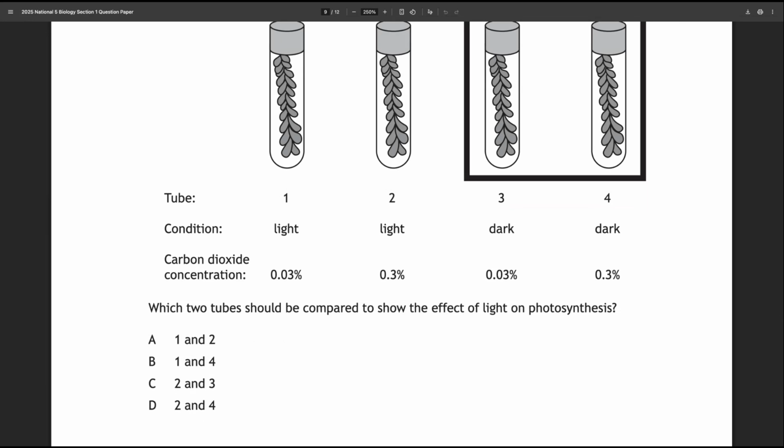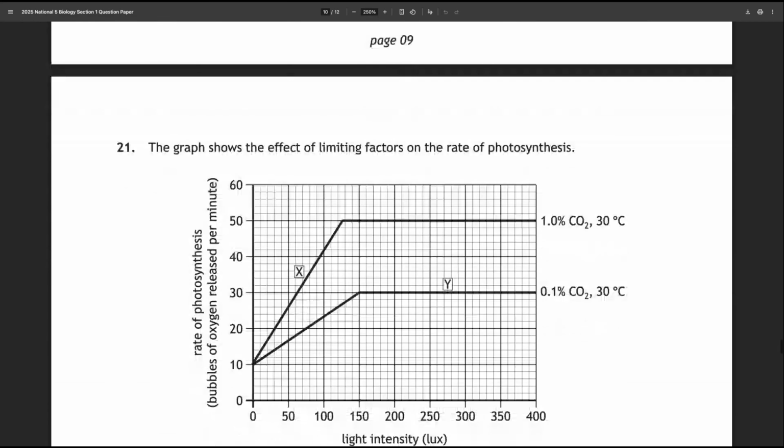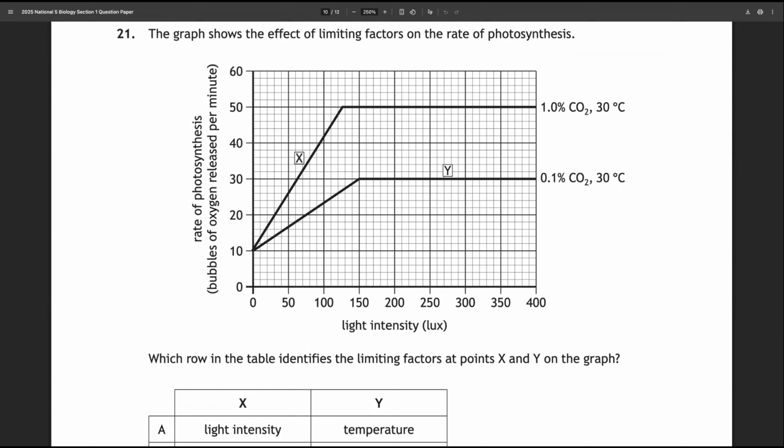Okay, 1 and 2, which is the first option, can't be compared because we are keeping the light the same and the carbon dioxide concentration is different. So therefore that would not be valid. 1 and 4, we've got light and dark, which is good, but we've got 0.03 carbon dioxide concentration with 0.3, so a different carbon dioxide concentration. And then 2 and 3 won't work for the same reason. The carbon dioxide concentration has changed as well as the condition of light or dark. Okay, only one variable at a time can be changed to keep it valid.